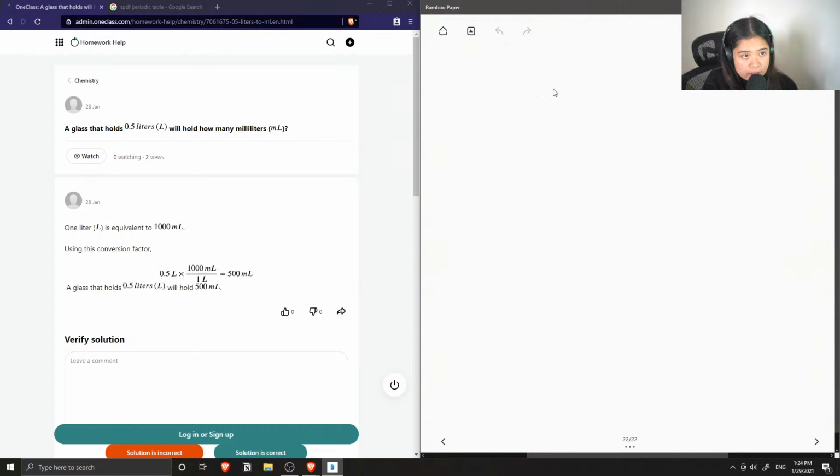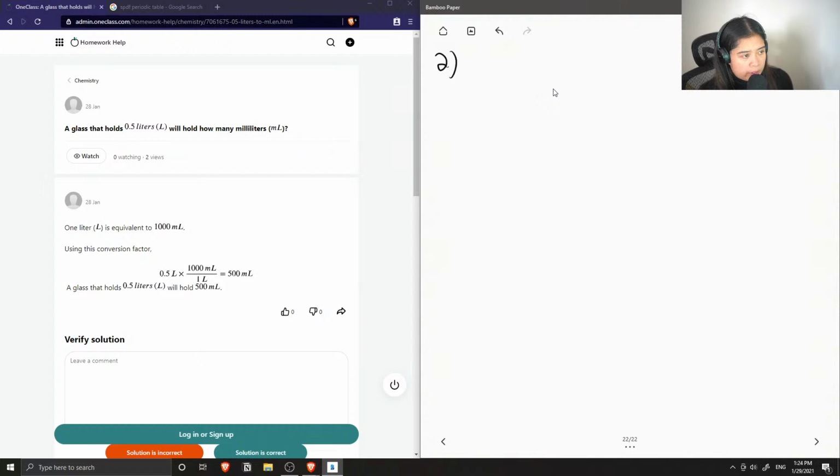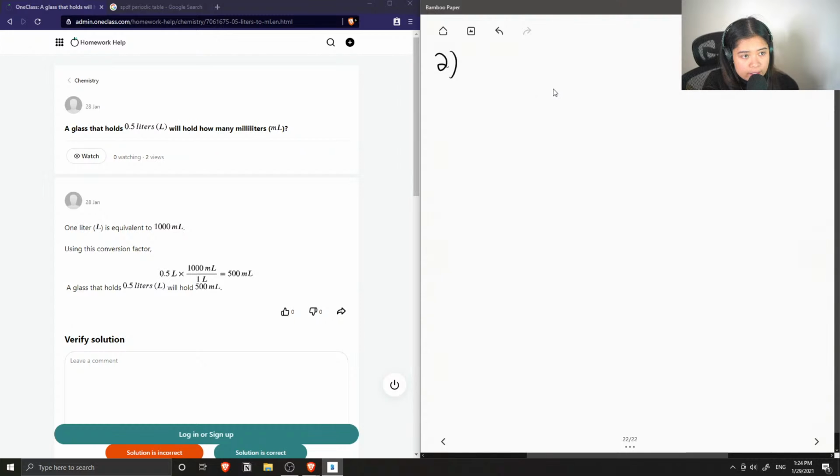Okay, so question number 2. A glass that holds 0.5 liters will hold how many milliliters? Okay, so first let's bring up the conversion factor from liters to milliliters. So 1 liter is the same as saying 1,000 milliliters. So this is our conversion factor.